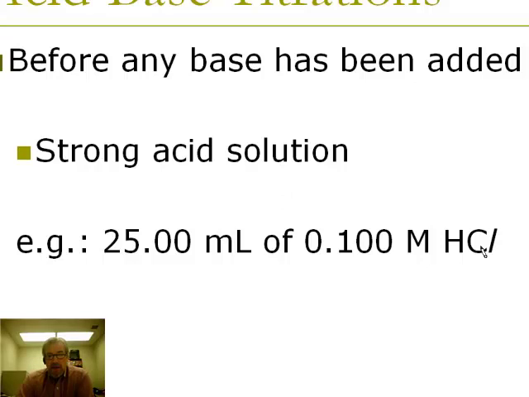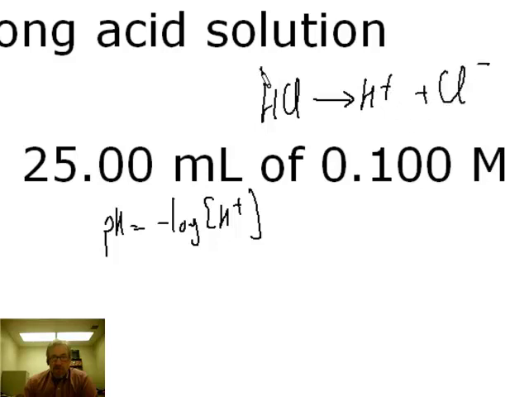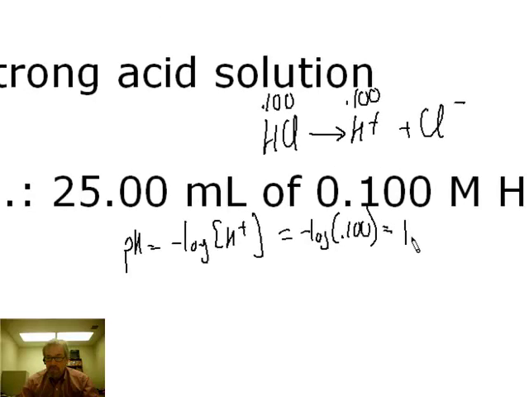25 milliliters of 0.1 molar HCl are present, and we want to know what's the pH. Well, the pH is going to be equal to, of course, the minus base 10 logarithm of the H+ concentration. We'll use that concept throughout. HCl is a strong acid, so that means it's going to split up completely to give you H+ and Cl-. So if I had a 0.100 molar concentration of HCl to start with, that means my concentration of H+ is 0.100. So pH is the minus base 10 logarithm of 0.100, and that is equal to 1.